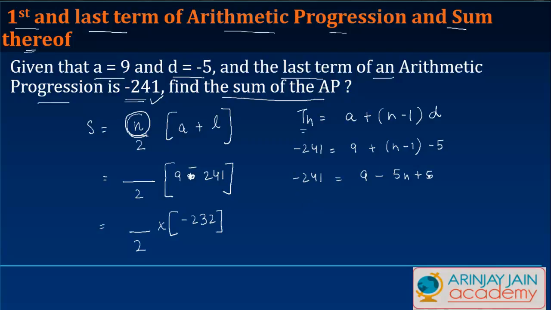Right? 9 plus 5 is equal to 14. Right? Minus 5n, when it goes to the other side, it becomes 5n is equal to 241 plus 14. Or n is equal to 241 plus 14 gives you 255 divided by 5, 51. Right? I put in the value of 51 over here. 2 goes into this 116 times. Right? Or in other words, the sum is equal to 51 times 116, which is what?